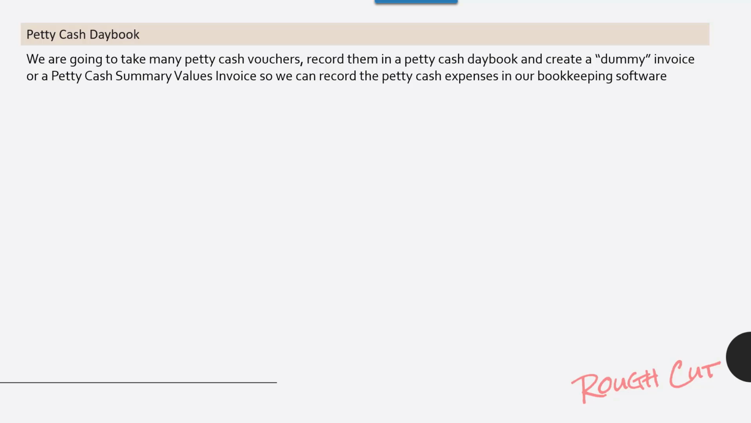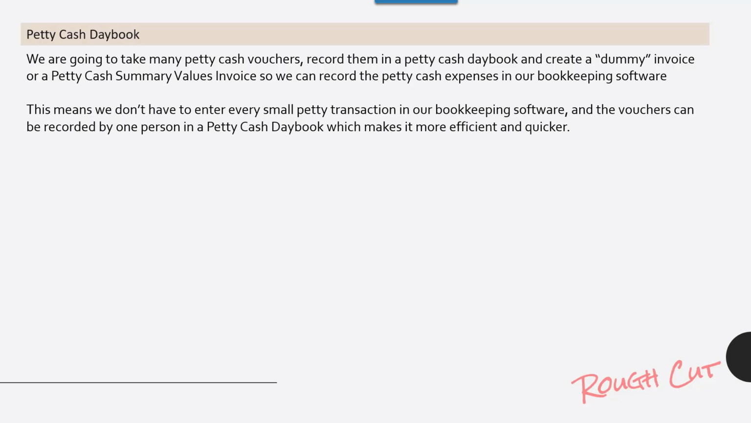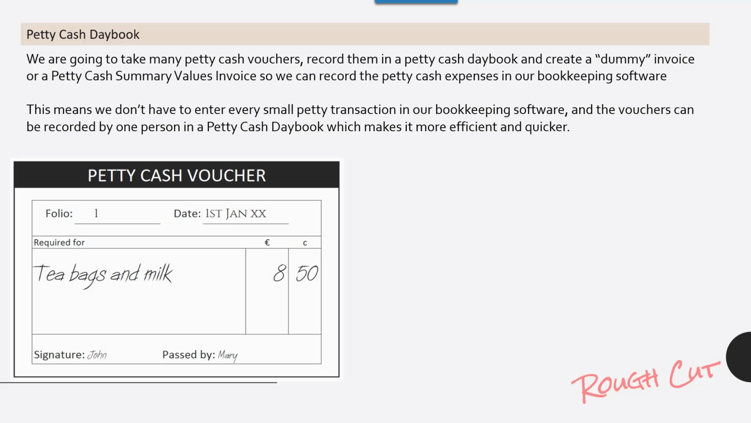We are going to take many petty cash vouchers, record them in a Petty Cash Daybook, and create a dummy invoice or a petty cash summary values invoice so we can record the petty cash expenses in our bookkeeping software. This means we don't have to enter every small petty transaction in our bookkeeping software, and the vouchers can be recorded by one person in a Petty Cash Daybook, which makes it more efficient and quicker.